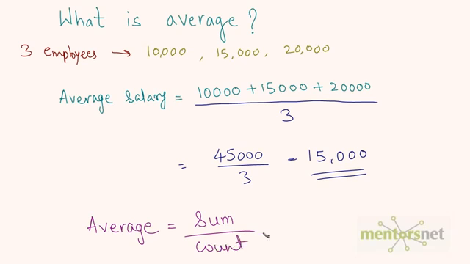So whenever there is a problem that has a list of numbers and you have been asked the average of those numbers, then what you do is take the sum of all the numbers and then divide it by the count, that is the total number of numbers. So that's how you calculate average.